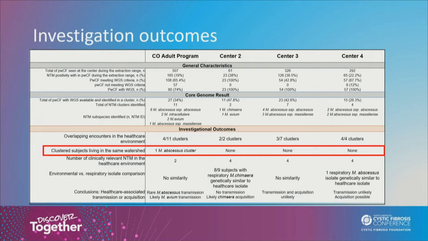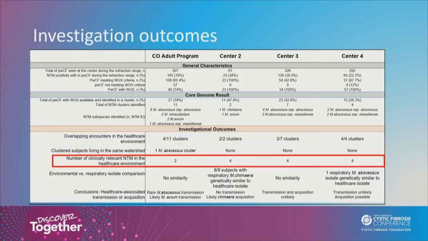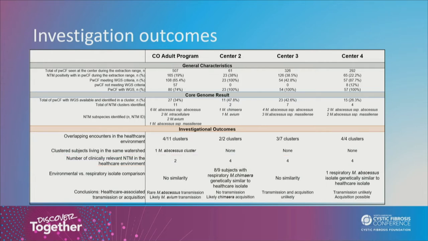So this was a proxy to suppose that if there's no identified overlaps in the healthcare system, is there a common acquisition outside of the healthcare system? And possibly, yes, their home of residence water all came from the same location. If we look at the number of clinically relevant NTM that were recovered in the healthcare environment, you can see that all centers had 2 or more clinically relevant NTMs recovered. We already reviewed that environmental versus respiratory isolate comparison.